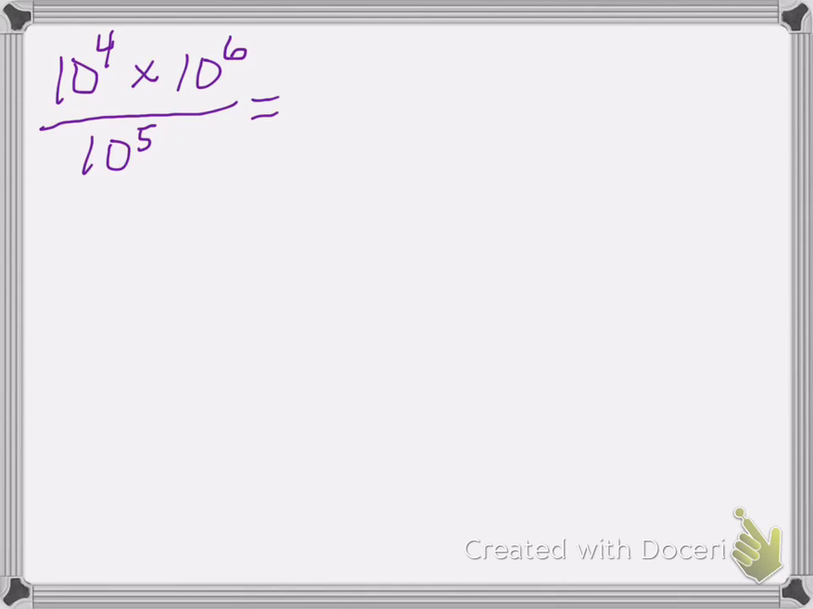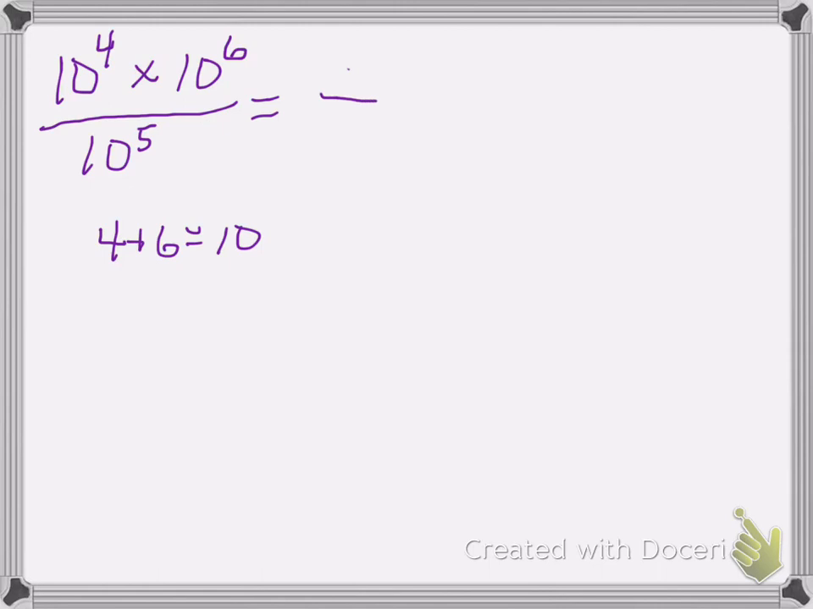Anytime you divide, you subtract them. So in this case, I have 10 to the 4th times 10 to the 6th. So really what I'm going to do in my head is add 4 plus 6, because I'm multiplying here. Sorry about that. Let me get rid of that and try this again. So I'm going to put it down a little lower. I'm going to just add 4 plus 6 together, which equals 10.